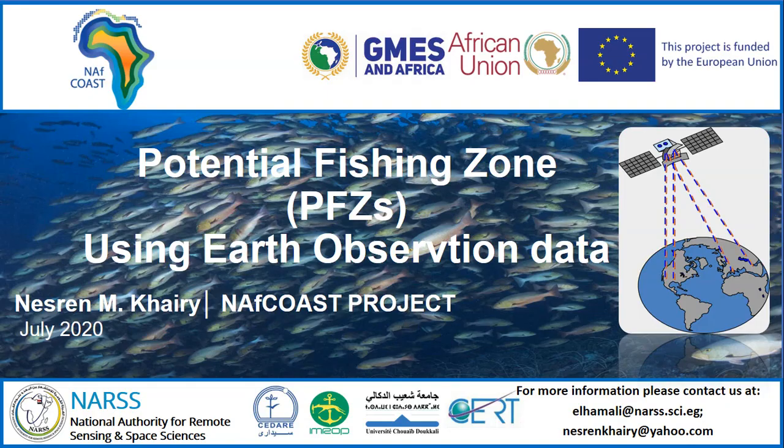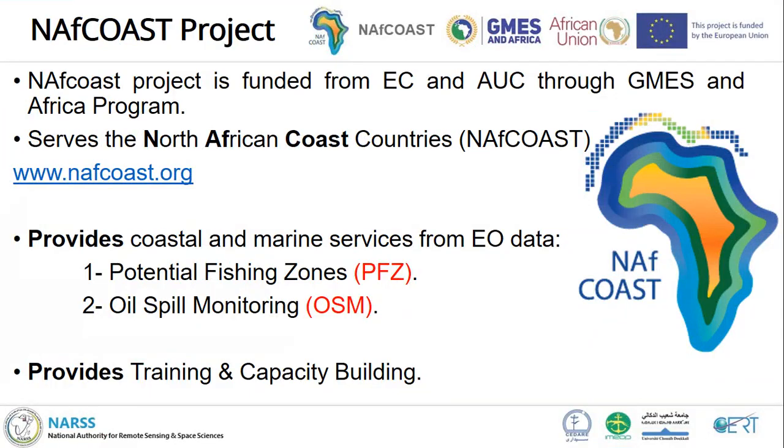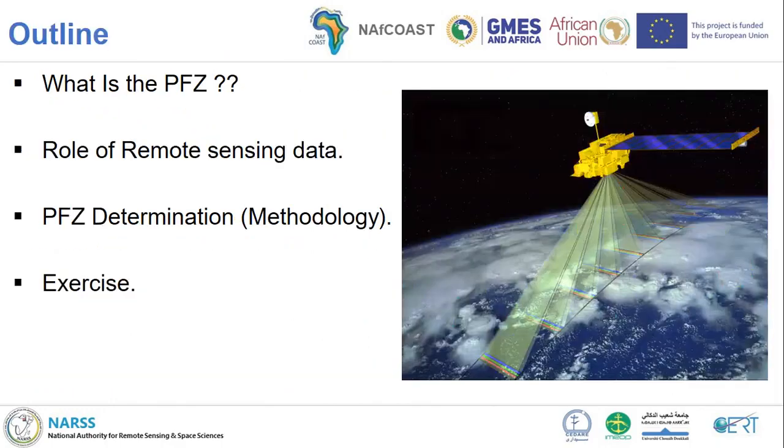I will present to you the potential fishing zone using Earth observation data, which is a service provided by the NAV Coast project. The NAV Coast project is funded by the European Commission and the African Union Commission through GEMIS and the Africa program. The NAV Coast project serves the African North Coast countries. It provides coastal and marine services using Earth observation data, such as the potential fishing zone service and the oil spill monitoring service. It also provides training for capacity building.